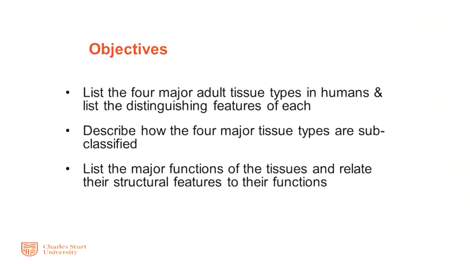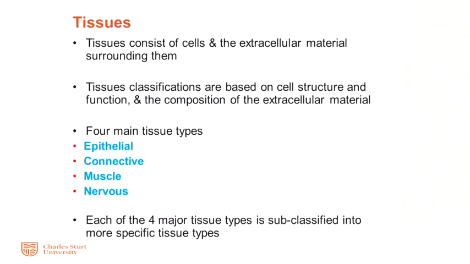We have key objectives for this topic and they involve being able to list the four major adult tissue types and list the distinguishing features of each. We're going to talk about how the four major tissue types are subclassified and be able to list the major functions of the tissues and relate their structural features to their functions. But this recording is just about epithelial tissue.